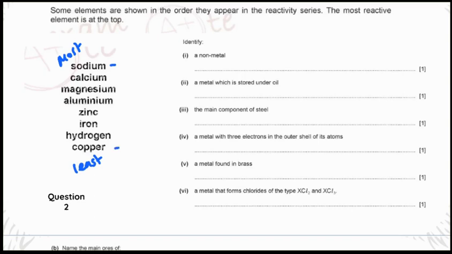So identify the non-metal. Well, all of these are metals. The only two non-metals that appear in the reactivity series are hydrogen and carbon. And so we haven't got carbon here. So the non-metal that they're talking about is hydrogen.